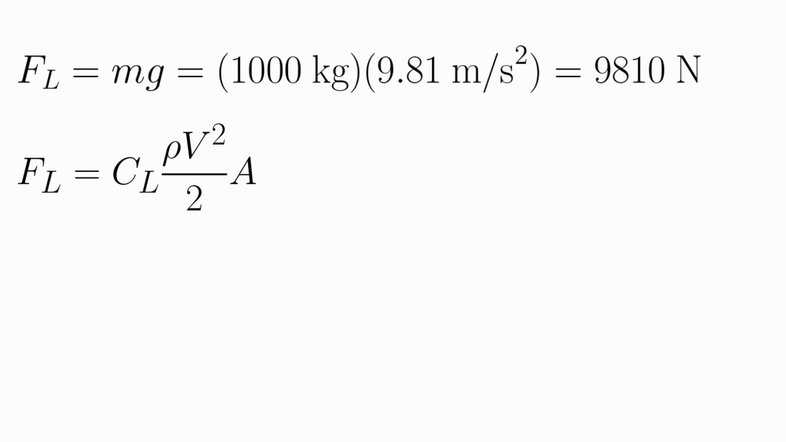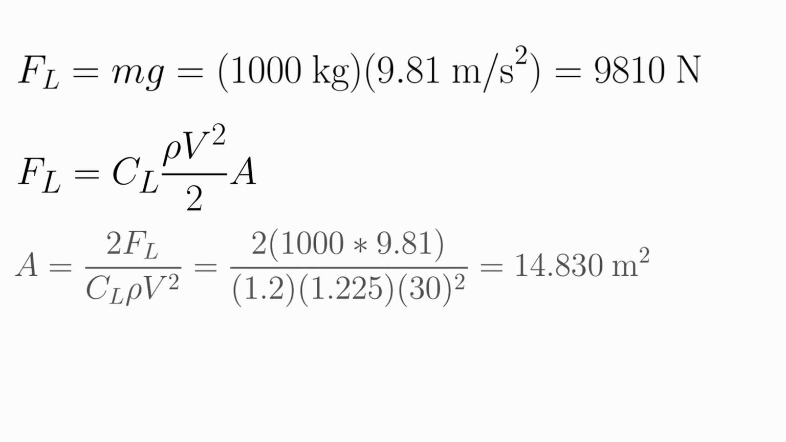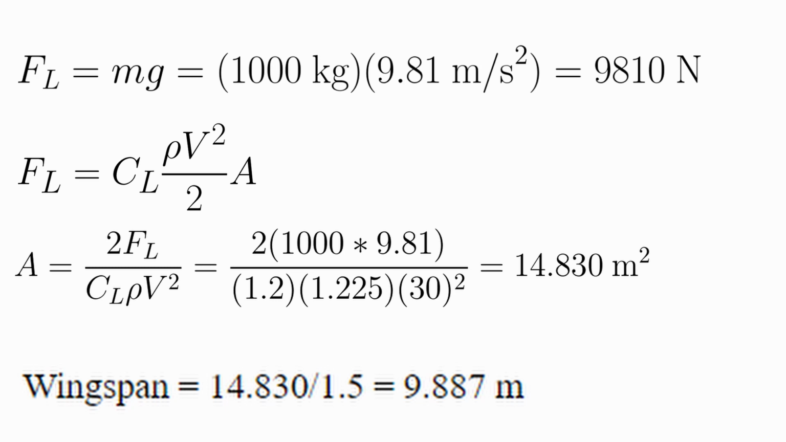Using the equation for the lift force, a necessary airfoil area was determined. Because area is calculated as the product of airfoil chord to wingspan, one of these values needed to be assumed in order to complete the calculation. A chord length of 1.5 meters was assumed, and using the calculated area of 14.83 meters squared, the wingspan for the UAV was determined to be approximately 10 meters.